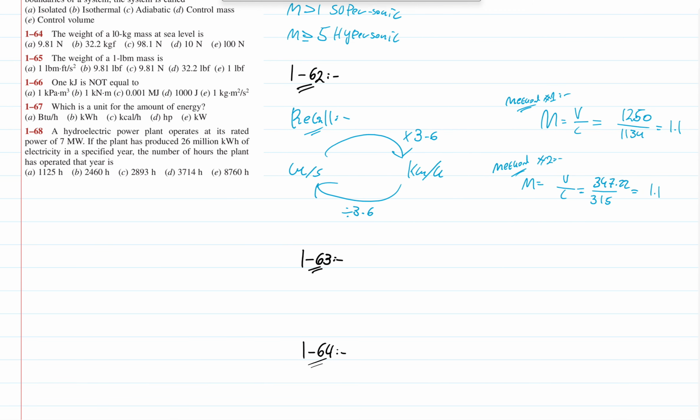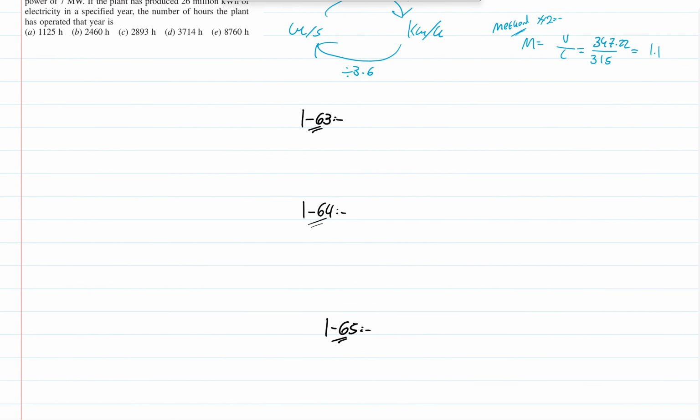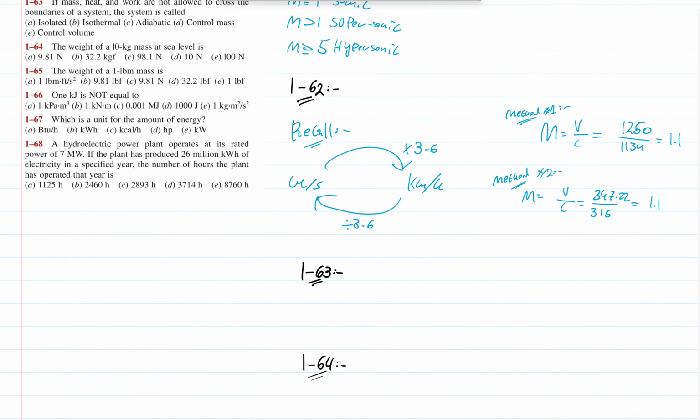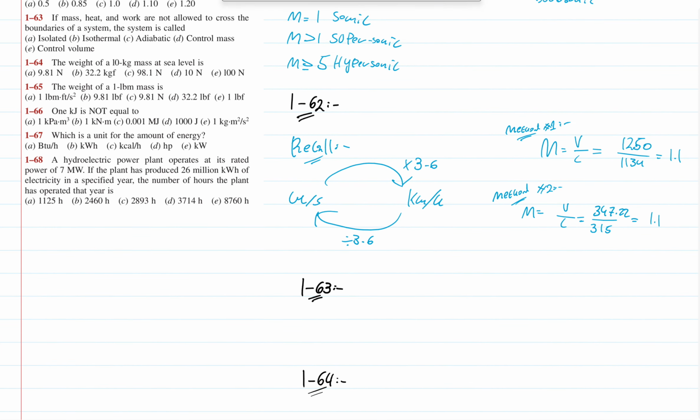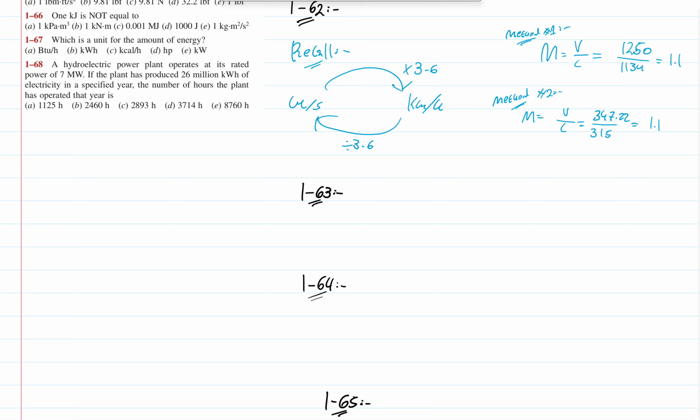All right. So what about 163? For this question, the mass and heat and work are not allowed to cross the boundaries of the system. So the mass, right? We don't need mass. We can't have heat. And we can't have work. Therefore, it's going to become what? It's going to become isolated. Isolated.